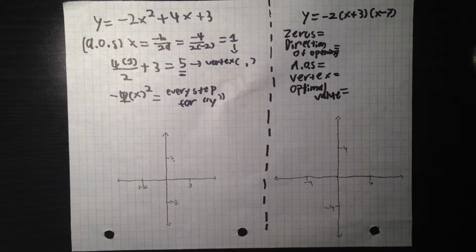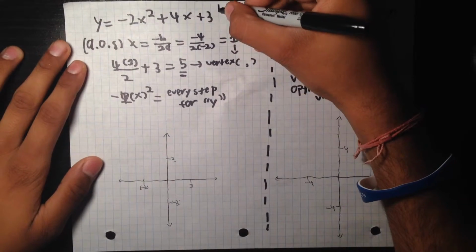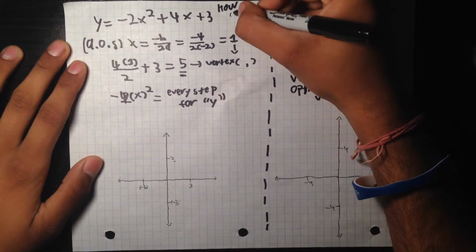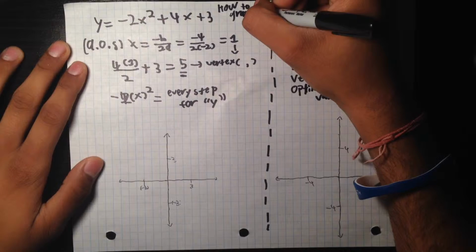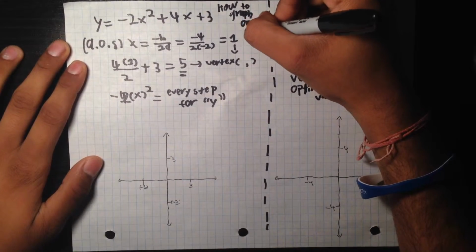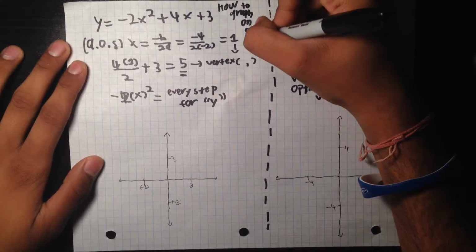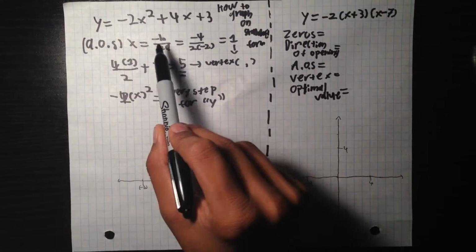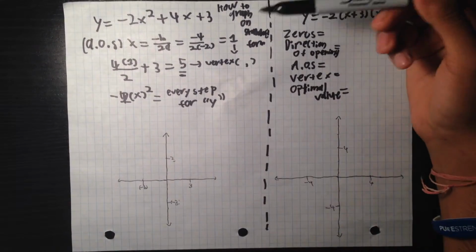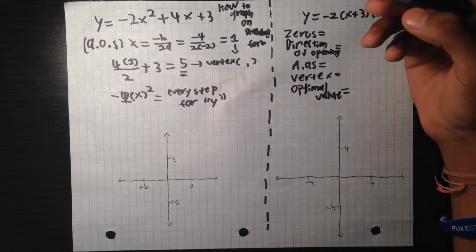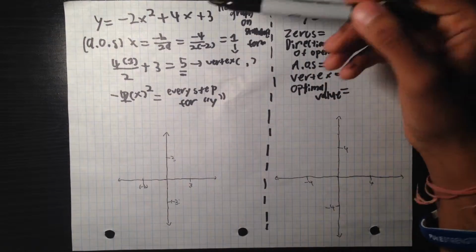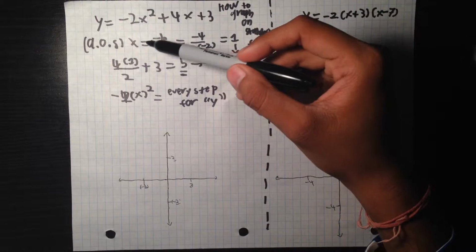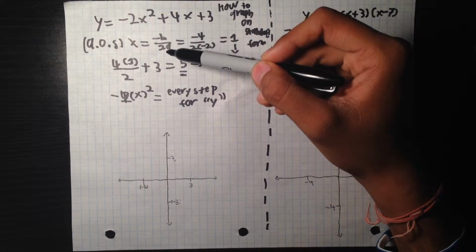Alright, so let's start with standard form. So how to graph in standard form. Alright, so you have your equation here, which is y equals negative 2x squared plus 4x plus 3. Now, first we're going to find the axis of symmetry. And this is the little formula that you're going to have to solve with. So x equals negative b divided by 2a.